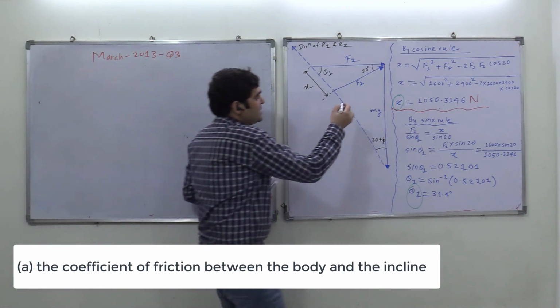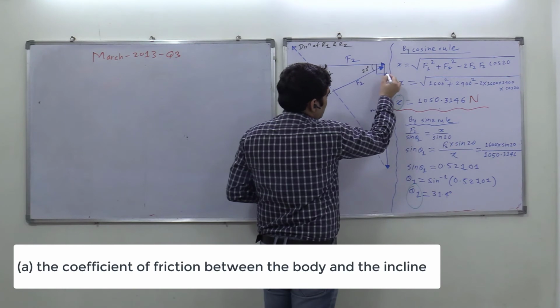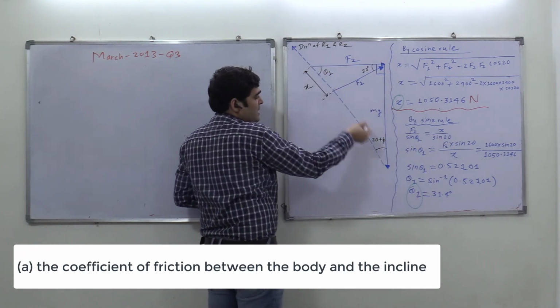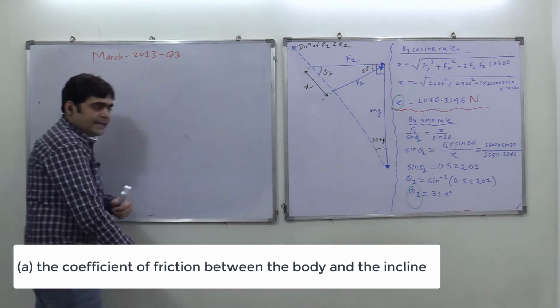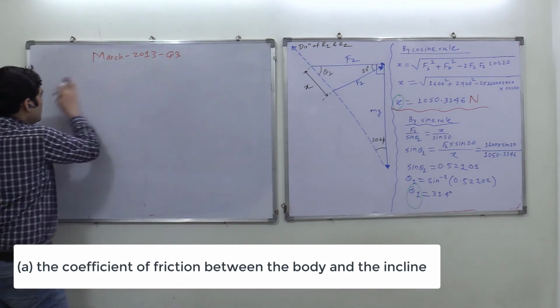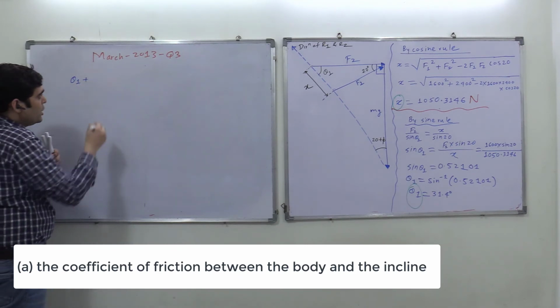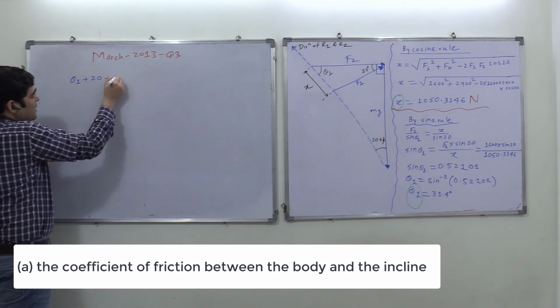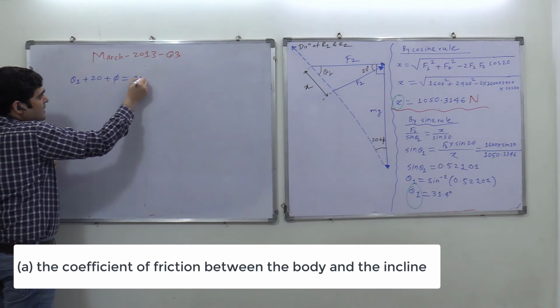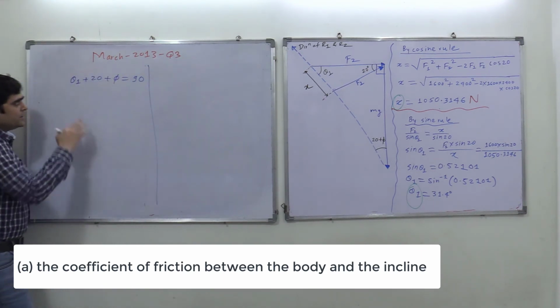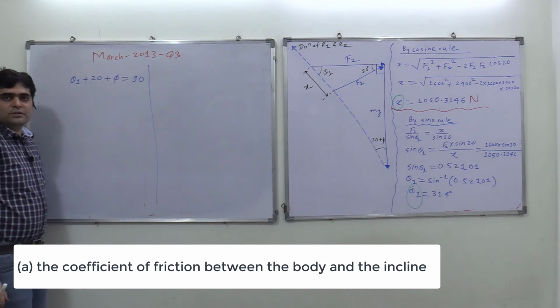See, this angle is what, guys? This angle will be 90 degrees. So the summation of theta 1 and 20 plus 5 must be equal to 90 degrees. See the scenario here. Any doubt in this discussion?